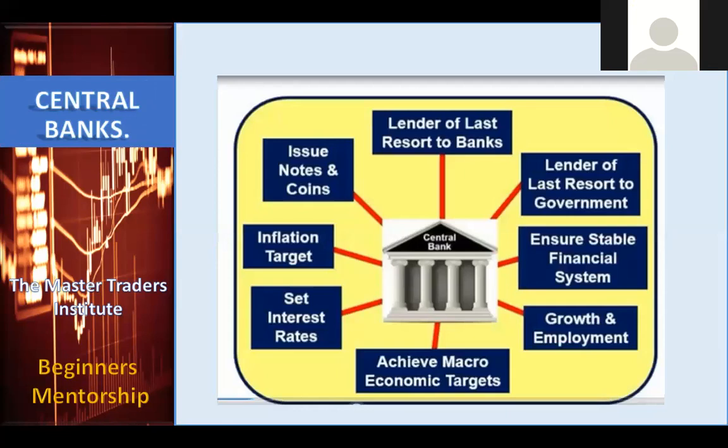The central bank. How exactly does the central bank participate in the forex market? The central bank lends money to other banks. They issue notes and coins. They set inflation targets. They set interest rates. They act as a lender of last resort to the government. They ensure a stable financial system. They also ensure growth and employment. And then they aim to achieve macroeconomic targets. By doing all these things, the central bank is one of the key players in the forex market.